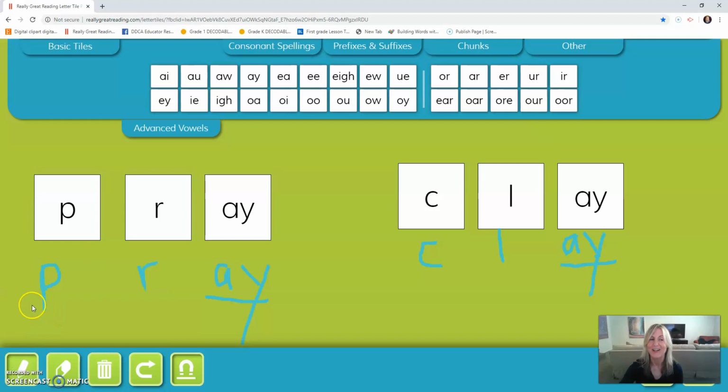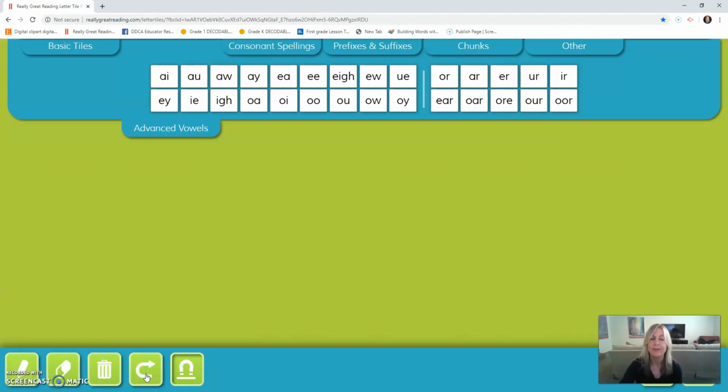Before I erase, we're going to go ahead and read the words again just to get that extra practice. Pray, clay. If you need to sound it out when you're reading it, that is absolutely fine. You do whatever your brain needs to do to help you remember it. Goodbye, pray, and clay. 2 more words. Here we go.